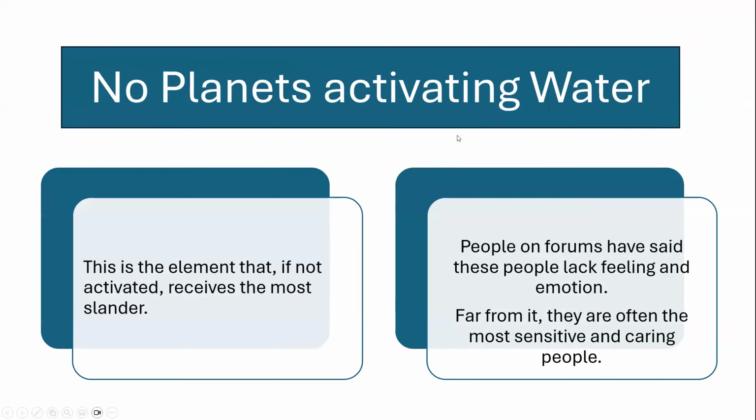All right, no planets activating water. This is the one that really got me upset when I was on forums. It got slandered, no? People turned up their noses at people who didn't have any planets activating water. They called them cold, unempathetic, sociopaths, things like that. None of it was true, no? Quite often, the people with planets not activating water are pretty sensitive and caring people.